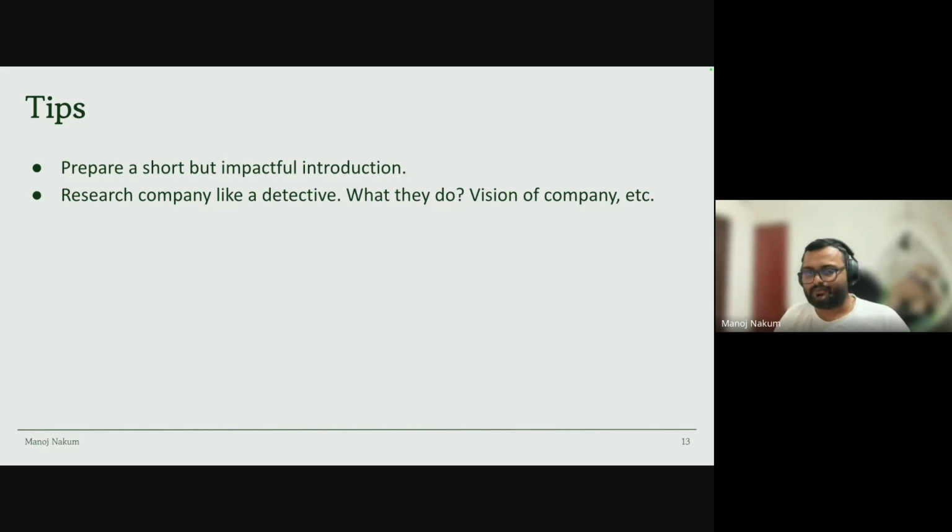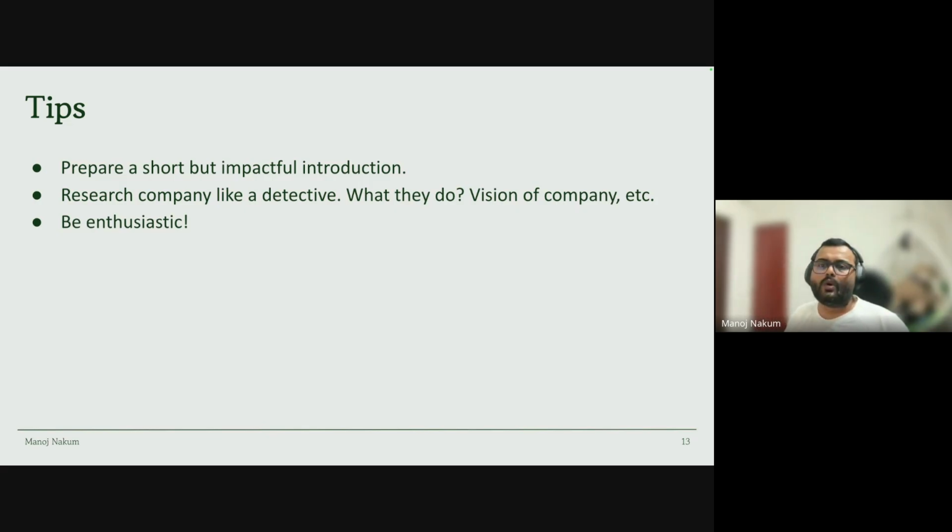But research a company like you are a detective, because you will work there. Okay? You want to work there, so you have to know each and everything about that company. Their mission, their vision, what kind of projects they do, what their work culture is. Okay, most companies have a career page or an about us page where you can find all of these details.